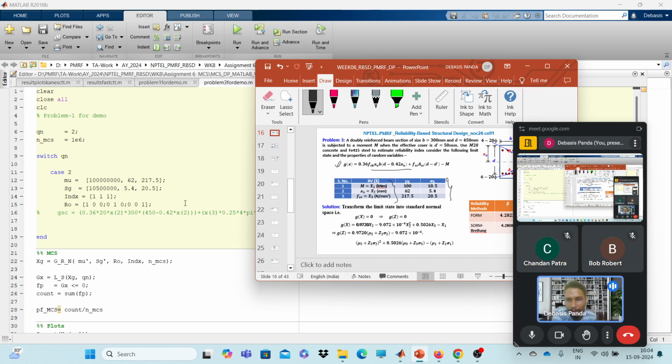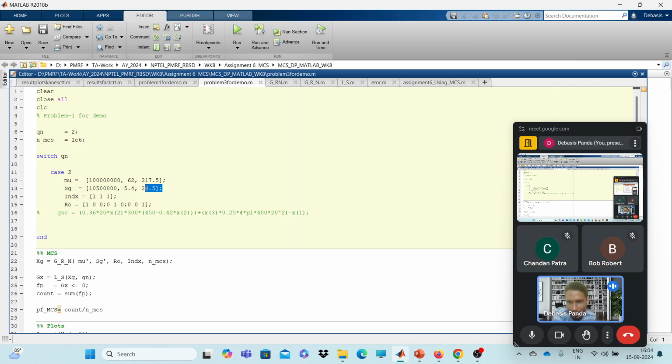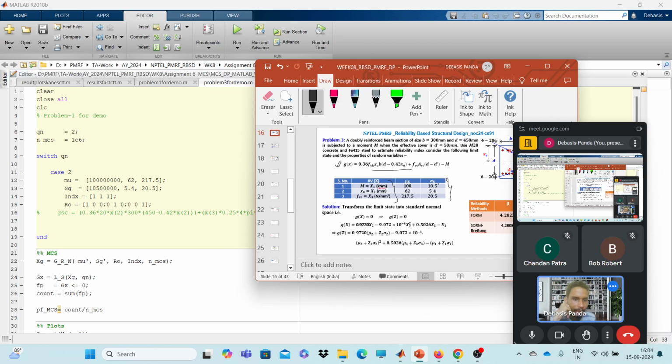Now the sigma values are also given. I have taken them directly from here, and this is the index. All are normal random variables, so for normal random variables I have used index 1, right? That's why I am giving 1. And this is the row matrix. Now, is there any correlation? No, they are all uncorrelated.